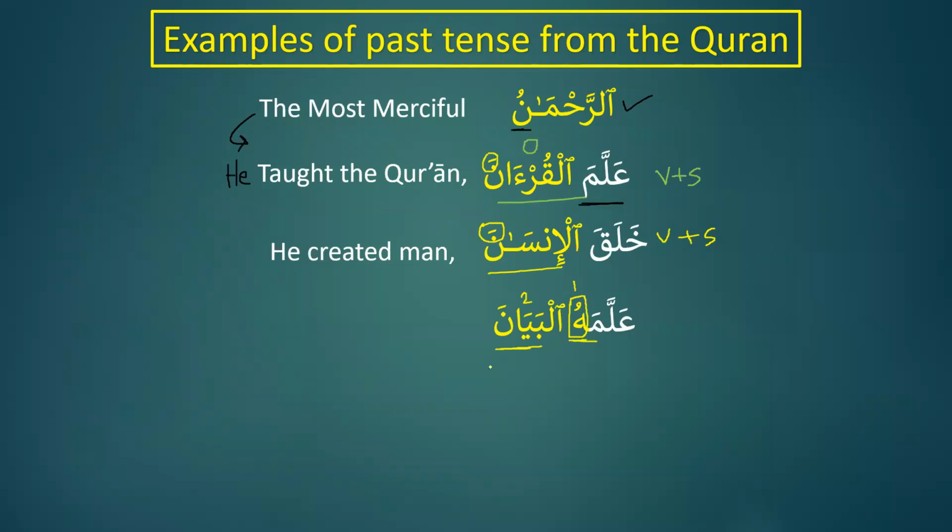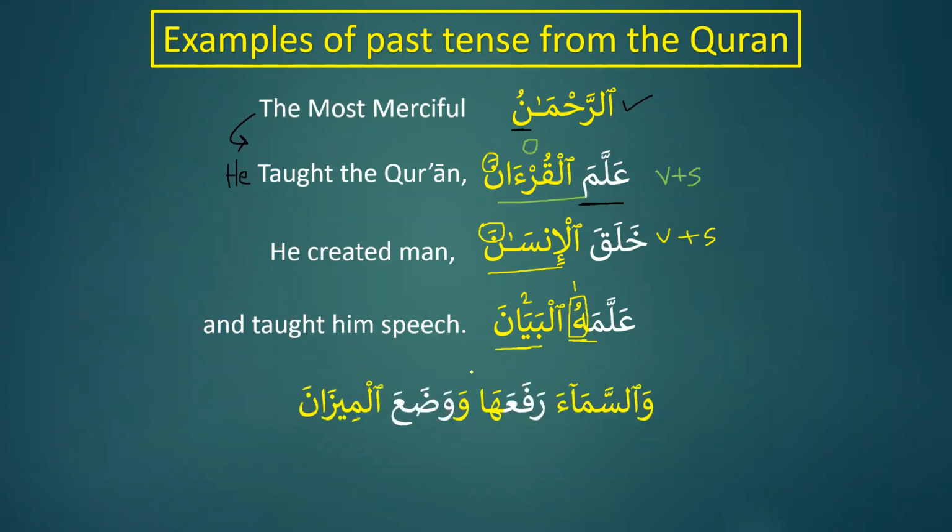For example, in English, we say, give me a pen, give me a book. So give me, a'tini, also has two objects, me and the pen. So similarly, allama also requires two objects. Not always, but whenever it requires, we can have two objects as well. So allamahul bayana, and taught him speech. And then if you continue and we skip some verses, then we have was-samaa rafa'aha.